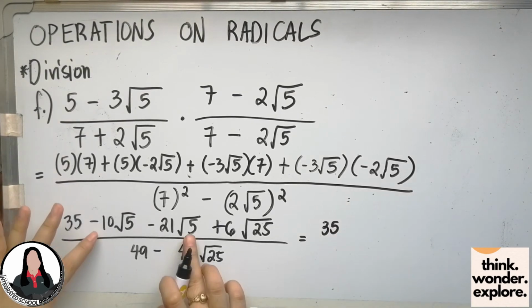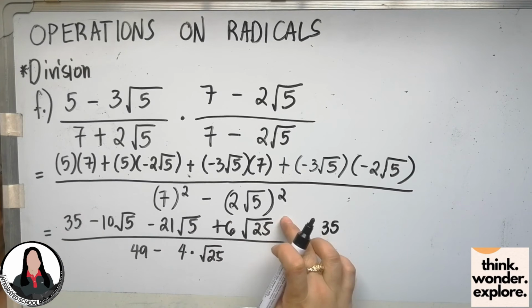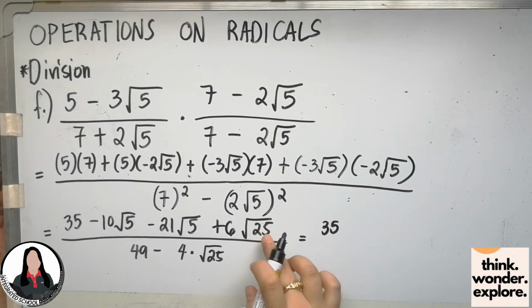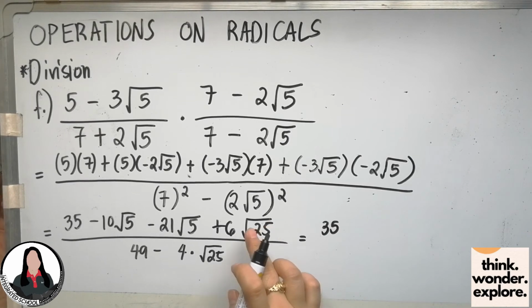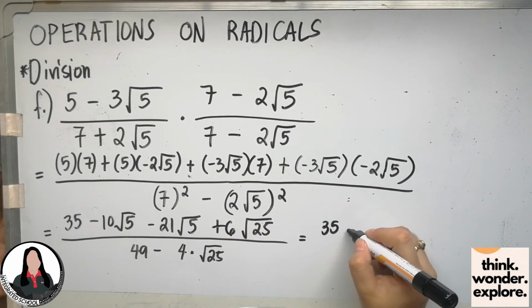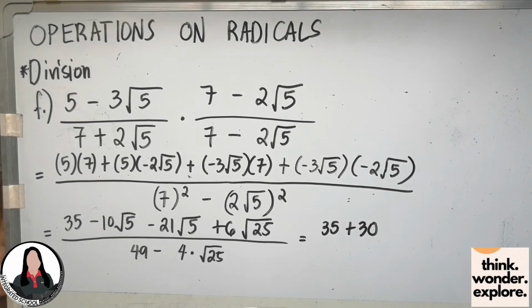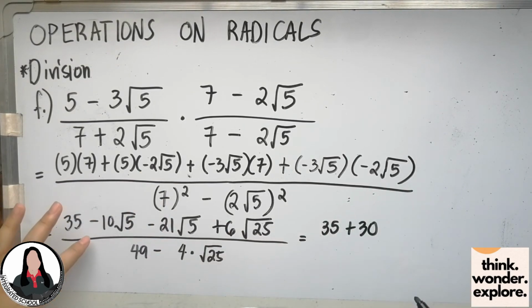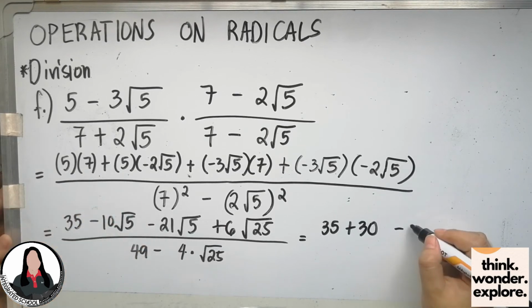So, hindi ko muna isusunod to. Ang isusunod ko, yung last term, y. Kasi kung mapapansin nyo, when we simplify square root of 25, we will get 5. And when we multiply 5 by 6, that's 30. So, we have plus 30. Then, we combine these two radicals, negative 10 minus 21, that's negative 31.